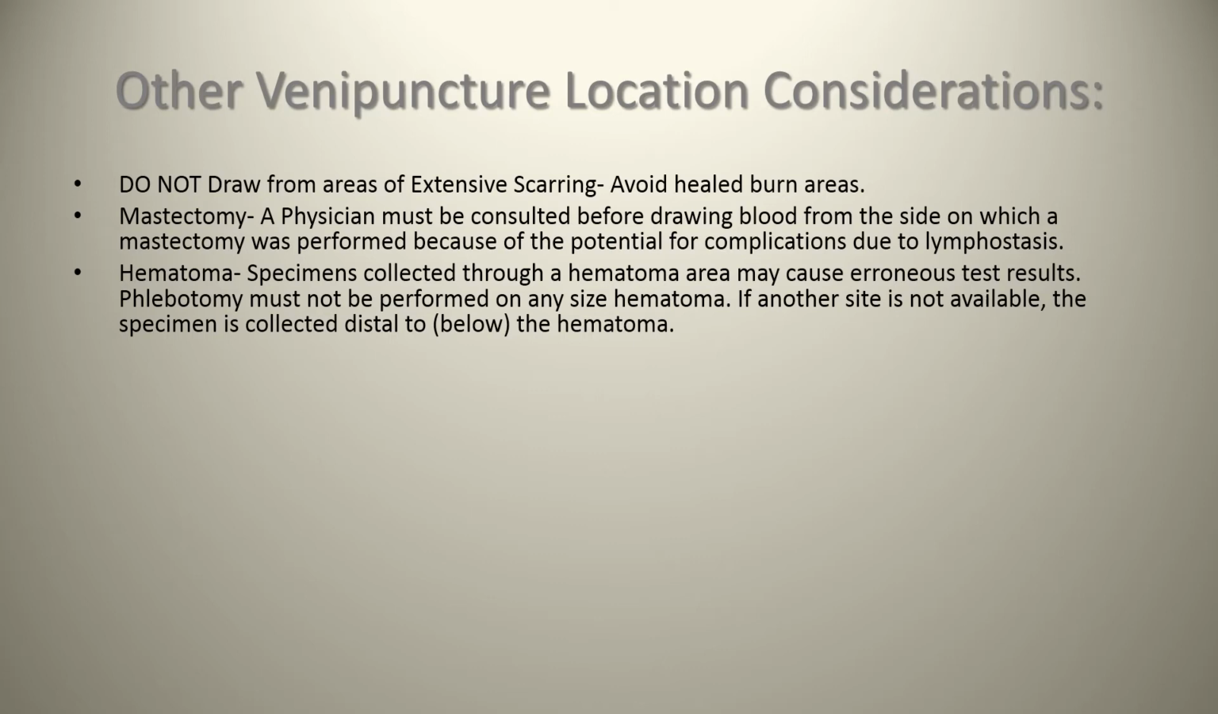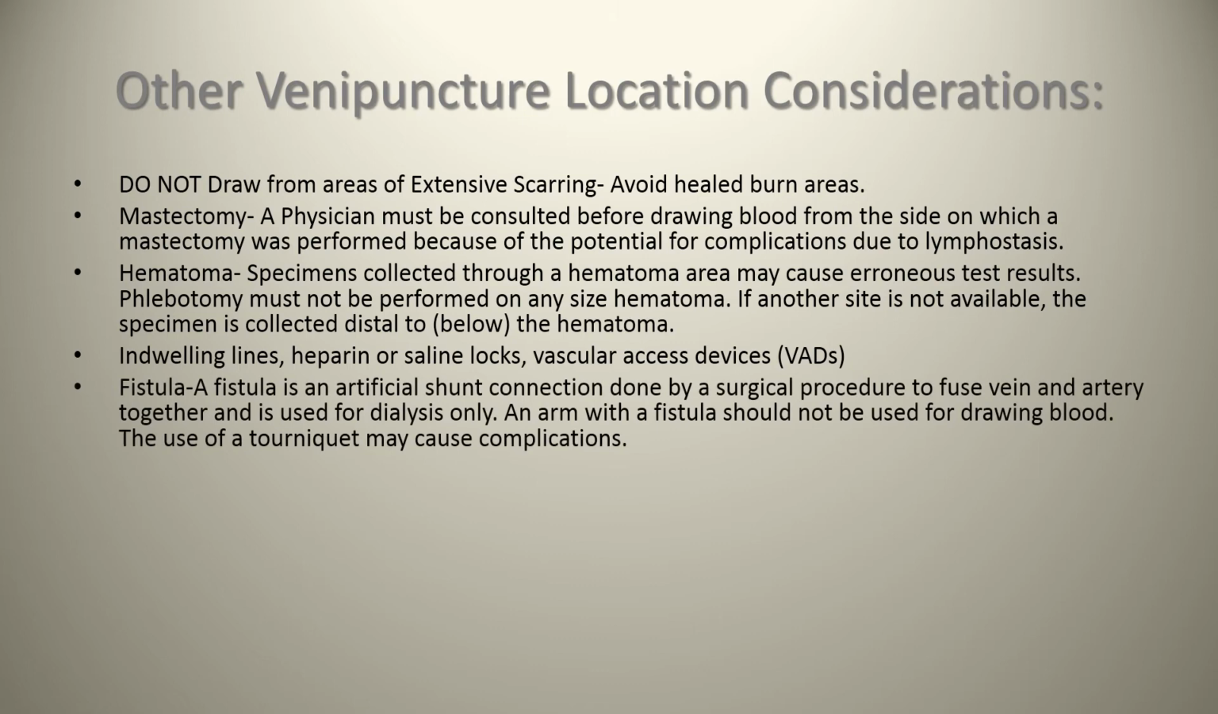If another site is not available, the specimen is collected distal to or below the hematoma. Indwelling lines: heparin or saline locks and vascular access devices. Fistula: a fistula is usually an artificial shunt connection done by a surgical procedure to fuse a vein and artery together and is used for dialysis only. An arm with a fistula should not be used for drawing blood. The use of a tourniquet may cause complications.